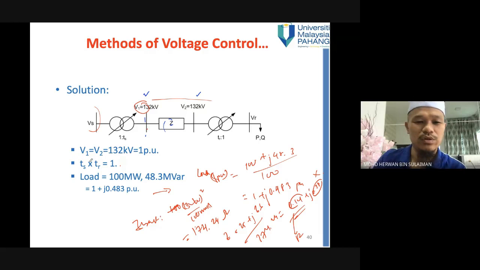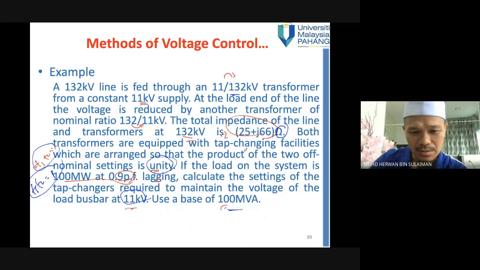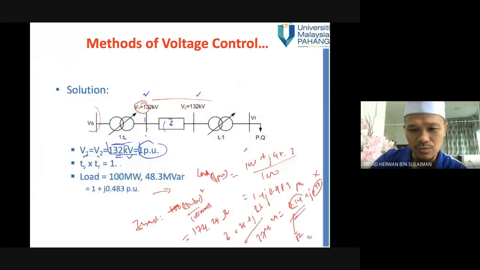Okay, so we know that our V1 and V2 are 132 kV. So we assume that this system is 132 kV. So we can say that this is the rated value. Your rated value is 1 per unit, meaning base is 132 kV. Okay, and then the question is given as 25 plus j66 ohm.